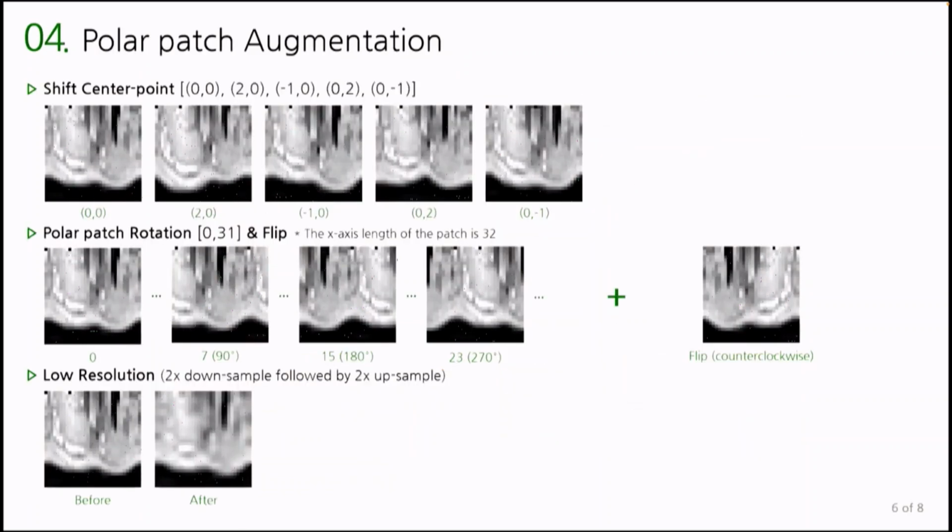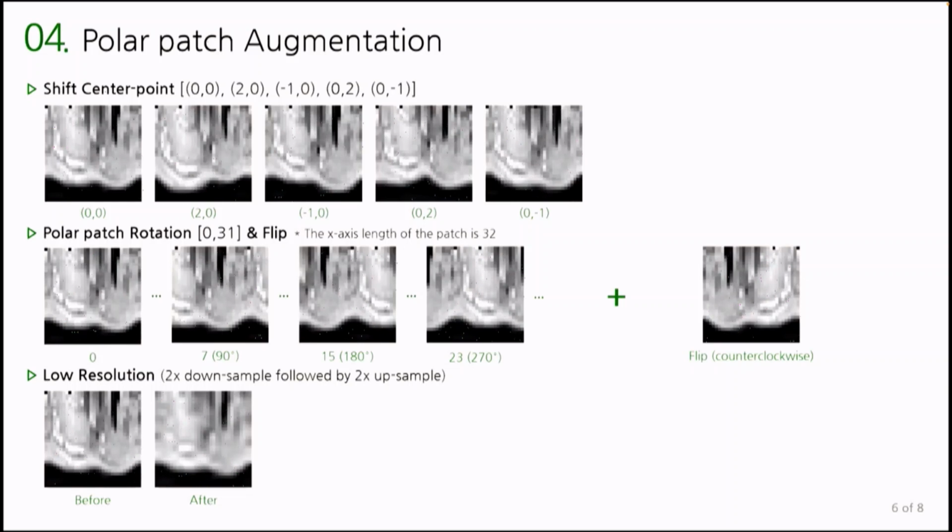To generalize the segmentation and classification models, various augmentations are performed on the polar patch. First, the center point of the polar patch is shifted in the x-axis and y-axis directions. This serves to increase the robustness of the localization model.